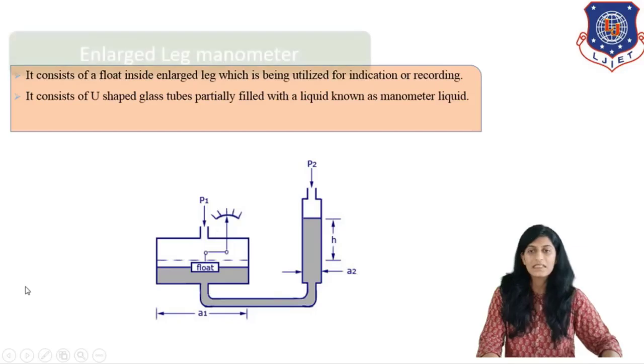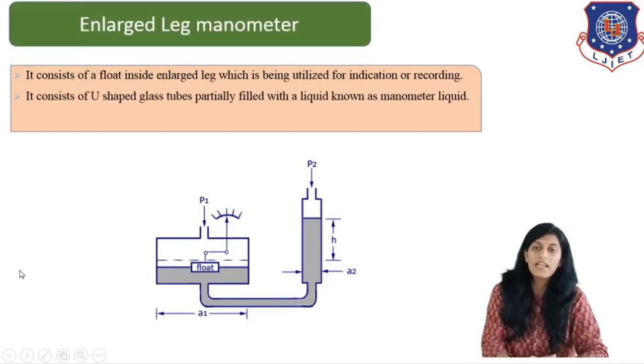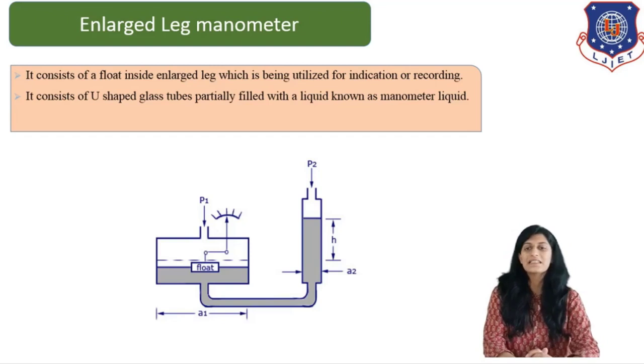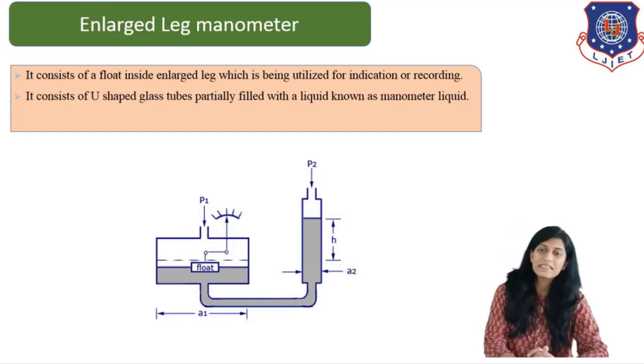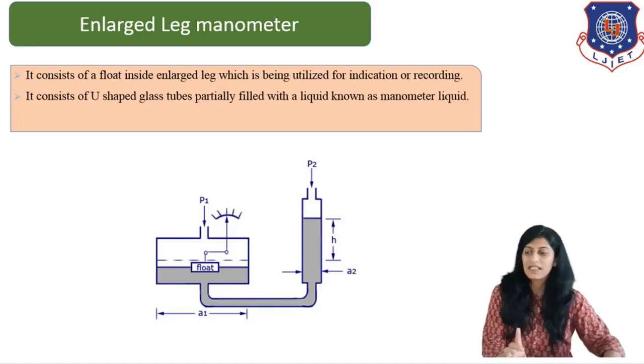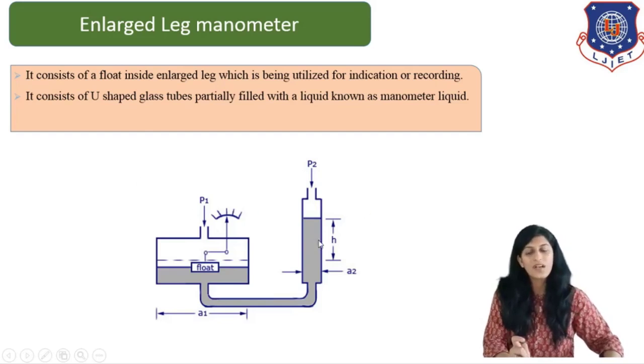Now, the next equipment which we are going to use is the enlarged leg manometer. So, what do we mean by an enlarged leg manometer? In this case, we have one limb of the manometer which is quite large in area and volume. As you can see here, this limb of the manometer is quite large as compared to the second limb.